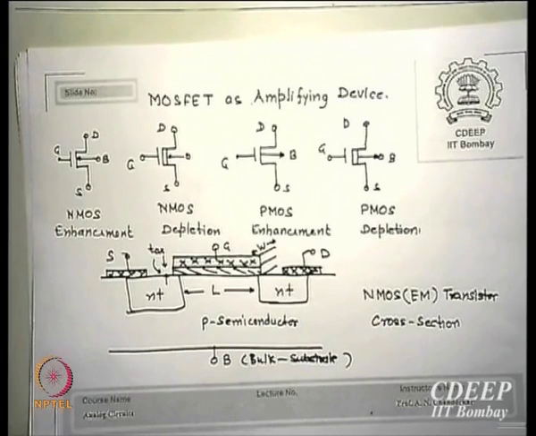Now, what is a depletion transistor? Have they discussed this? Okay. If the channel pre-exists before the gate voltage is applied, then there is already a current flowing between source and drain independent of gate voltage. Essentially, what we are saying is the following.